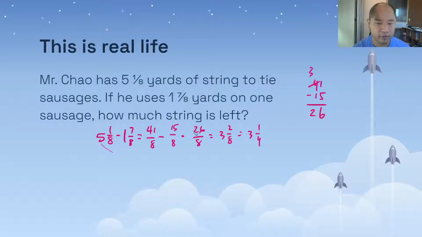In case you're wondering how I convert from 26 over 8 to 3 2/8, how many times does 8 go into 26? 3 times. That's where I get the 3. And then you get a remainder of 2. You just put that on top.